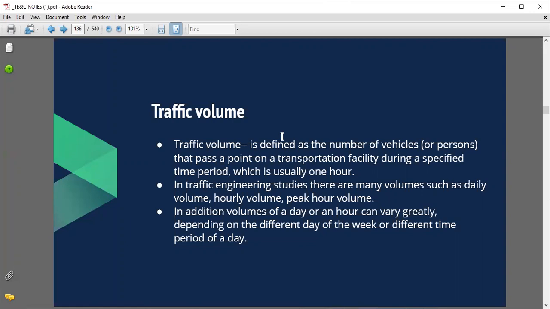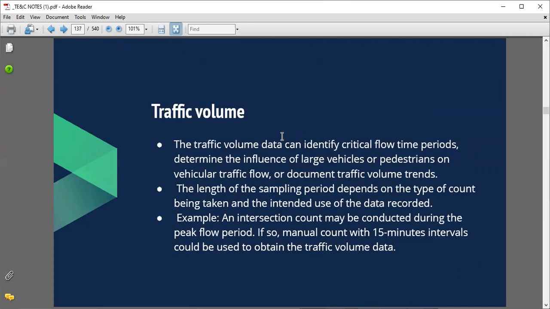If you want the daily volume, we can calculate it by manual counting or by the indirect method. If you want the peak hour volume, that we can also calculate, but for that purpose we should know the yearly, monthly, and daily volume of the traffic. In addition, the volume of a day or an hour can vary greatly depending on the different day of the week or the different time period of the day. So the volume of traffic on the road is different at different times.